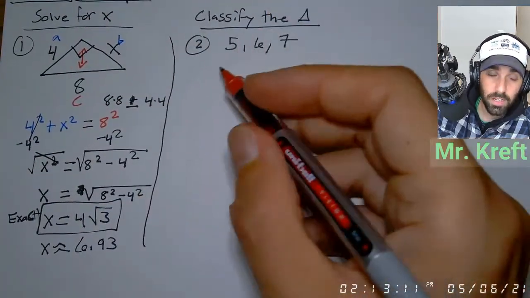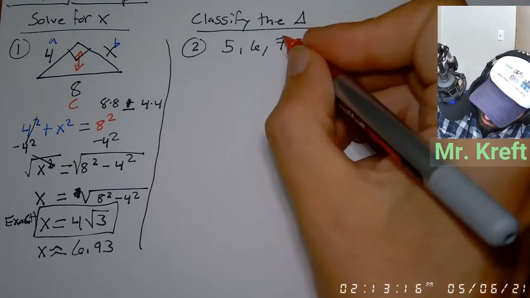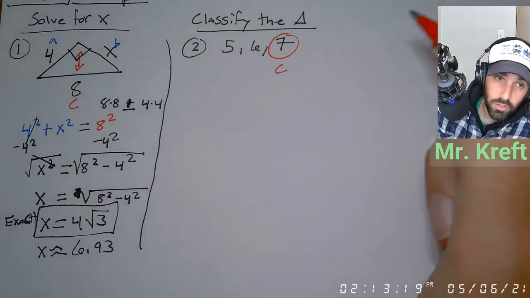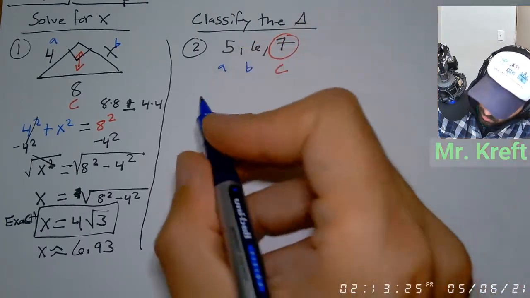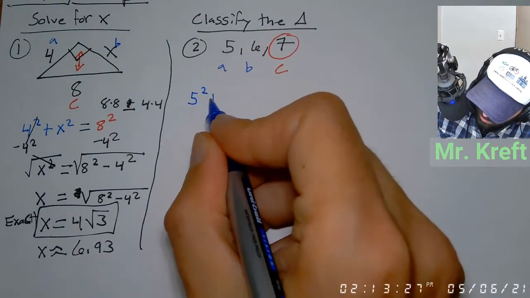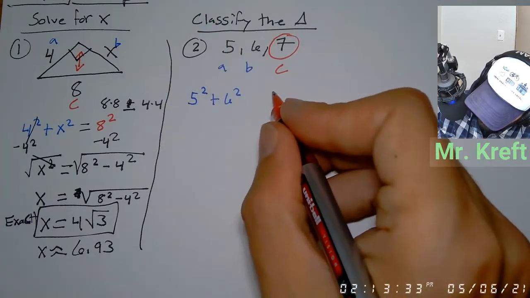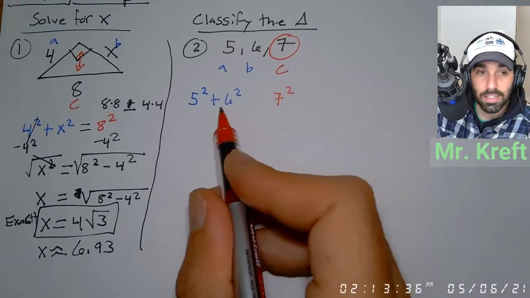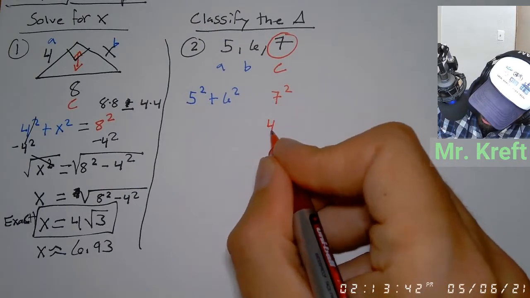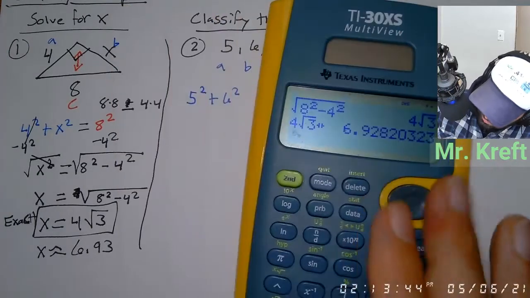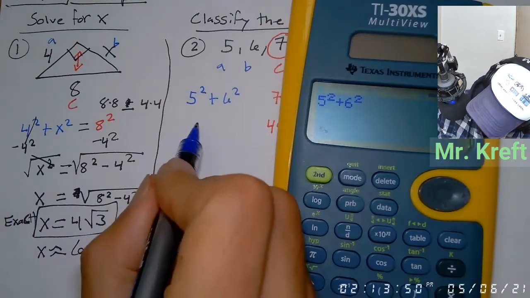Okay, so for this next one, when we're classifying, it's kind of the same thing here. We're going to use the Pythagorean identity to help us classify it. So in doing that, we always have to identify the largest side, and then the other two sides are going to be our A and our B. So I'm going to say 5 squared plus 6 squared, and I'm not going to write a symbol here, and then 7 squared, because we're going to compare these squared to 7 squared. So 7 squared is 49. And then using this, I can quickly get 5 squared plus 6 squared, so that is 61.